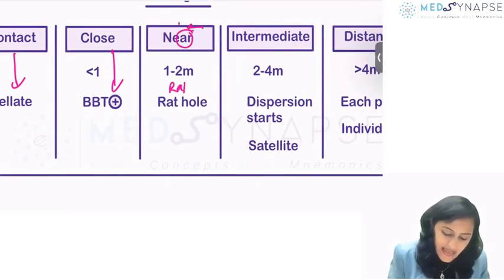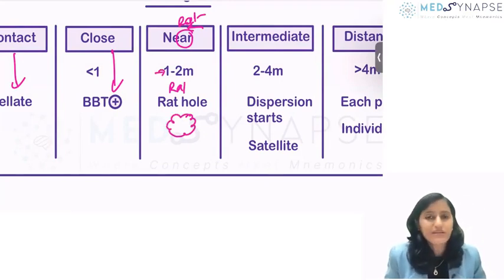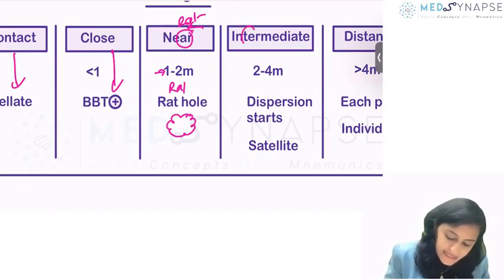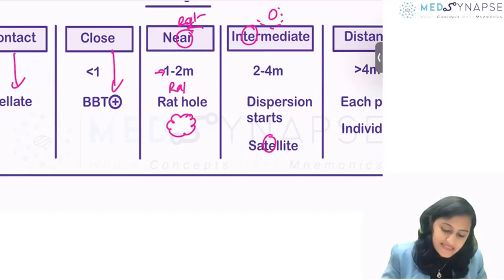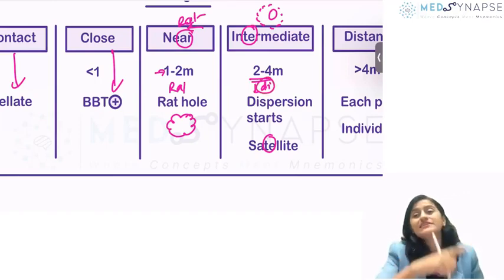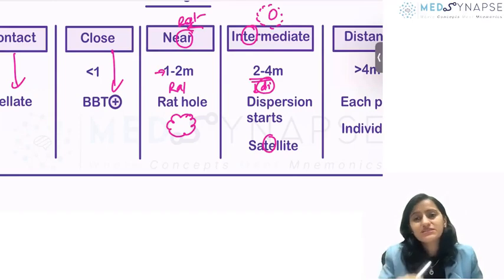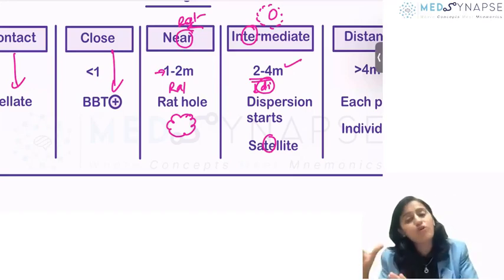This becomes the rat hole appearance, right? The irregular margin. This is 1 to 2 meters. Intermediate has satellite. So you would see the satellite-like appearance. This is 2 to 4 meters. Remember, 2 is die. So the dispersion starts at 2 meters. So that is the satellite, the dispersion, and the dispersion completes at 4 meters.